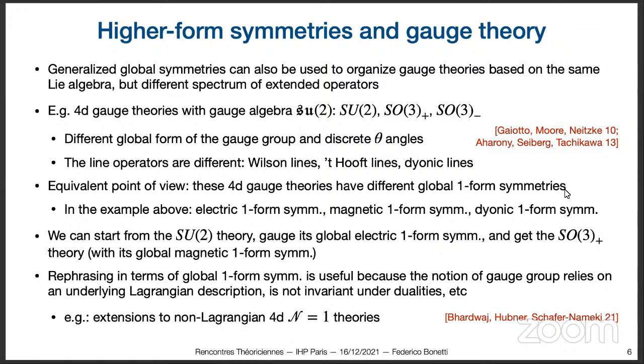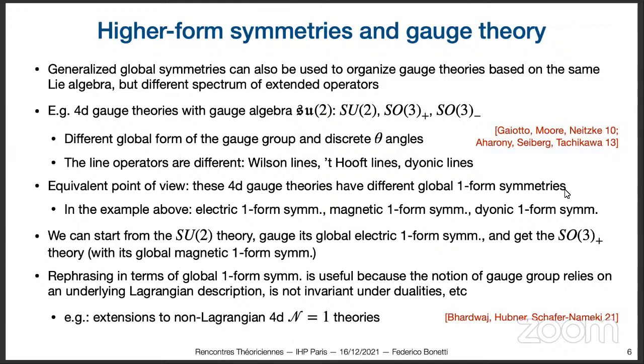But there's an equivalent language that states that these theories are different because they have different global one-form symmetries. So there can be an electric one, a magnetic one, or a dyonic one. This rephrasing in terms of global symmetries is useful for various reasons. One reason, for instance, is that we can use the notion of gauging a global one-form symmetry to go from one of these theories to others, for instance from the SU(2) to the SO(3)+.